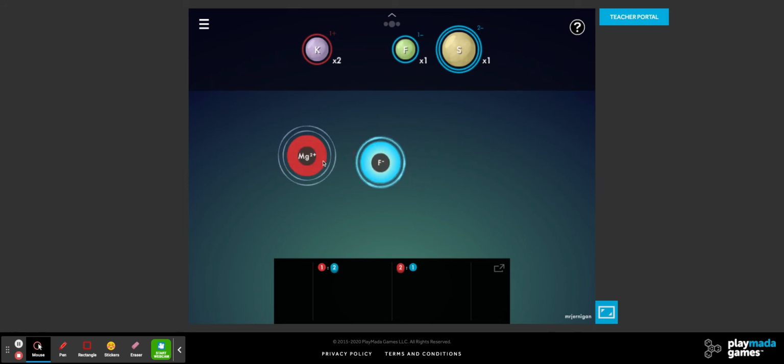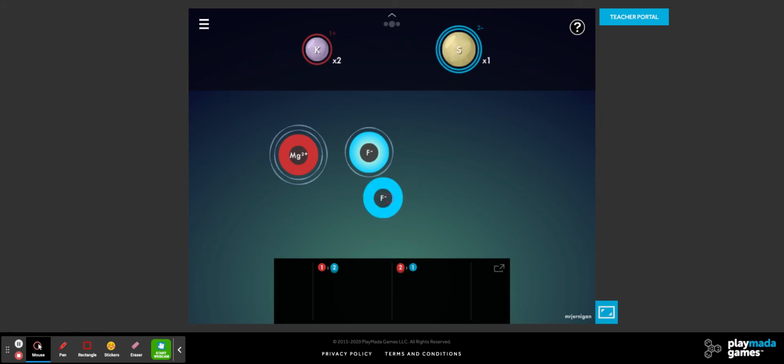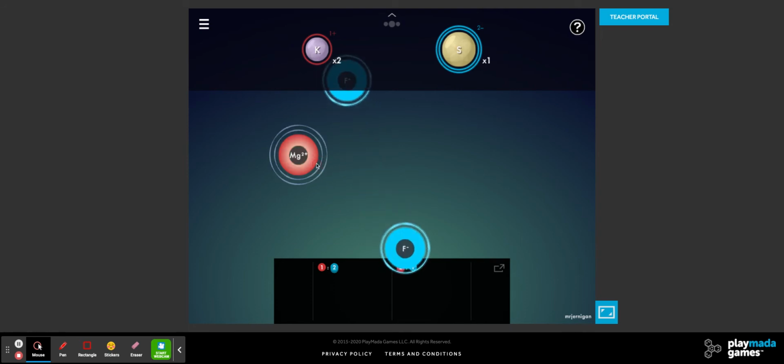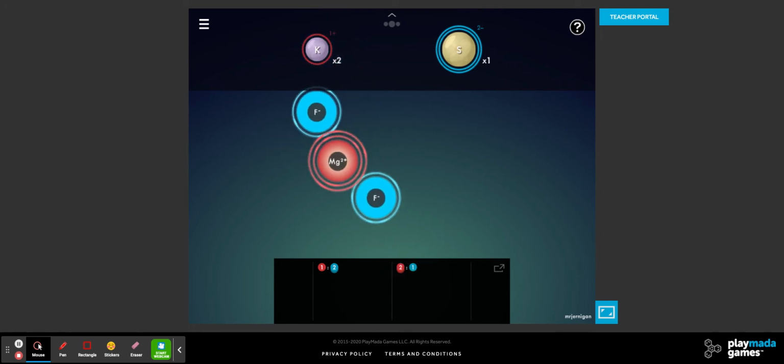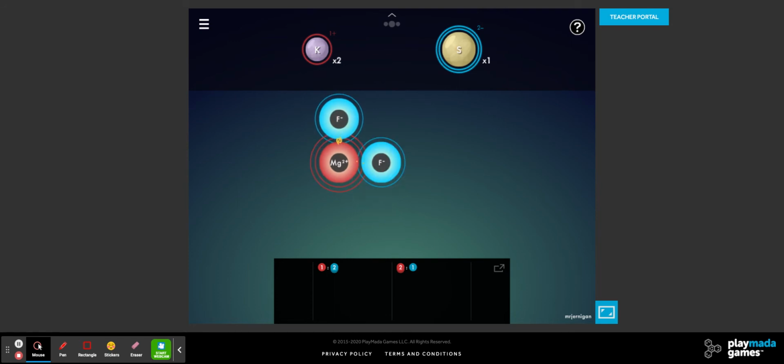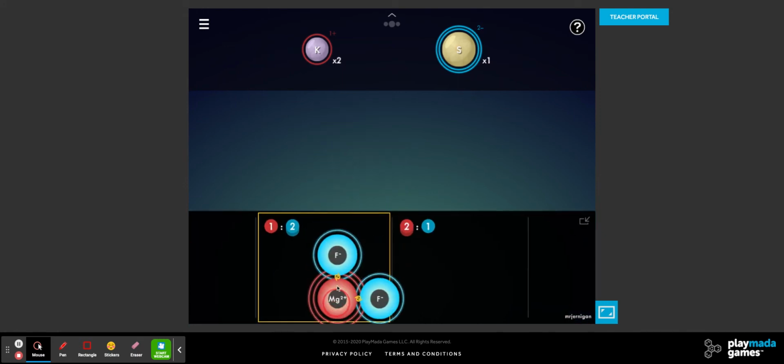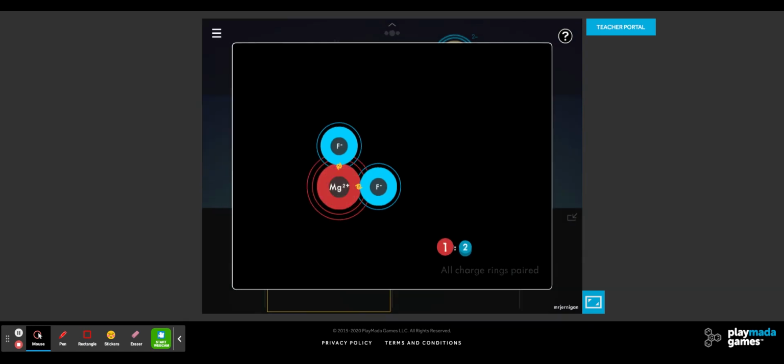Now, if I bring these together, it doesn't quite form a bond completely. And the reason why it doesn't form a bond completely is because I don't have enough negative charge to cancel out the positive charge. So I need an additional fluorine ion here. Notice that they repel each other, but at the same time, they are both attracted to magnesium. And so now that the positive charges and the negative charges cancel out, I have my next molecule, which is magnesium fluoride.